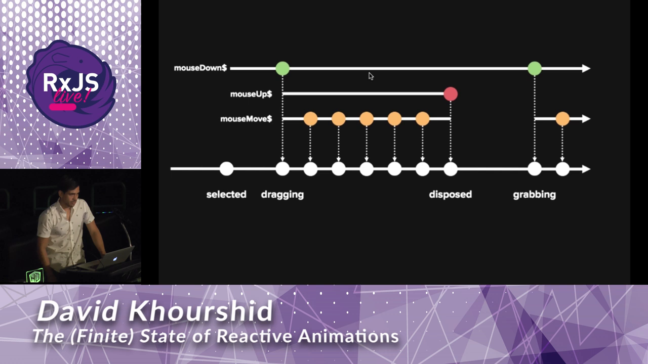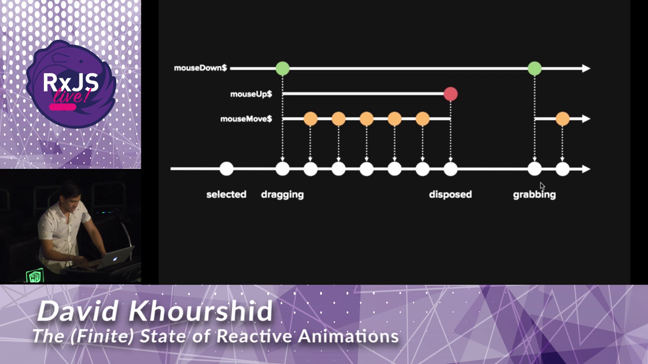So when we're in the dragging state, now we're listening to both mouse moves and mouse ups. We're always listening to mouse downs because that's a fundamental behavior in our app that's common through all the states. And so when mouse up occurs, that causes a state change with XState. And so that means that this mouse up and mouse move observable are automatically unsubscribed until we need them again, such as in the grabbing state.